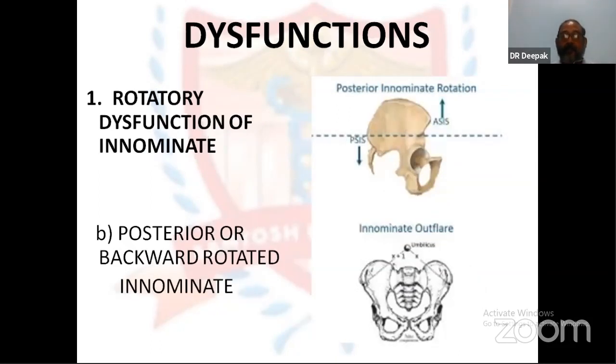And second is the posterior or backward rotated innominate. In osteopathy, we call it posterior inferior ilium. That innominate is rotated in the posterior direction. The ASIS is going upward and the PSIS is going downward. These are the rotatory dysfunctions of the innominate.